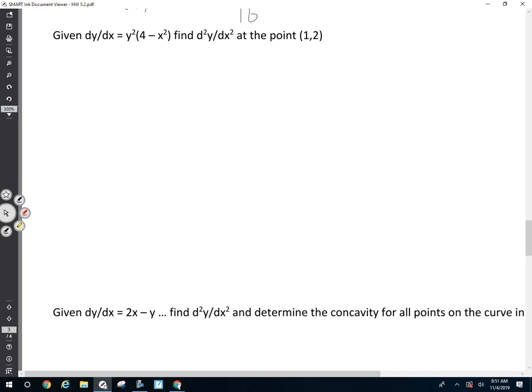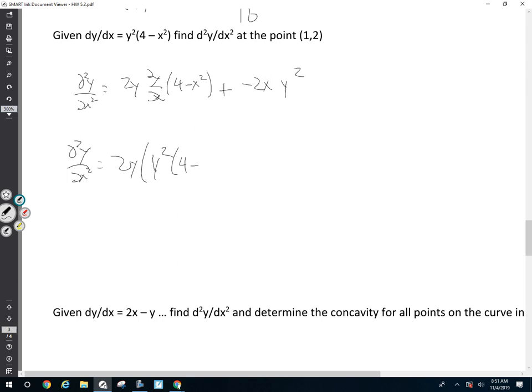Given a derivative, find the second derivative. So this is nice. Sometimes you will be given dy dx. So you need to remember that you'll have to use dy dx, but I don't have to take the derivative twice. I'll use the product rule, derivative of the first times the second, plus derivative of the second times the first, at the point 1, 2. Now, if you wanted to, you could go ahead and plug in what dy dx is equal to, this y squared times 4 minus x squared. Or you could just have evaluated dy dx at 1, 2.